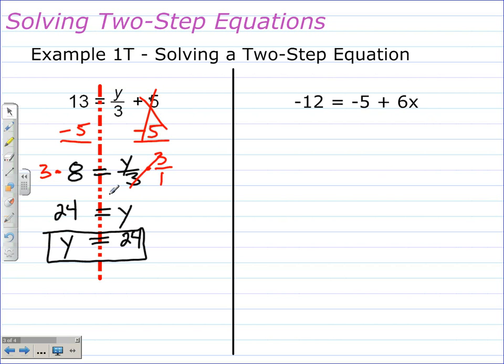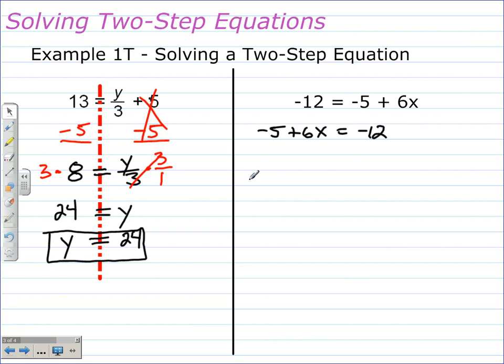In this example, I'm not going to use the line, but you'll see how I'll keep the equal sign moving straight down the page as I show my work. Now, in the first example, I switched the variable at the very end of the problem. Some students like to switch it at the beginning, so I'm going to trade sides using the symmetric property. So I'm going to rewrite this equation as negative 5 plus 6x is equal to negative 12.